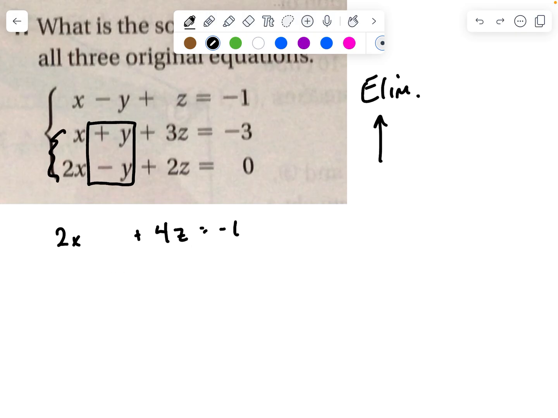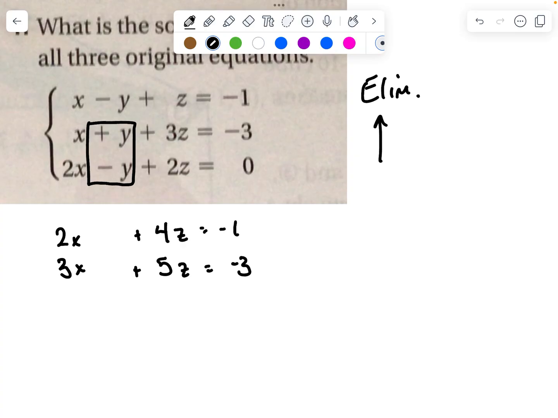Okay, so I'm looking at x and 2x. So x plus 2x is 3x. Positive y and negative y disappear, so I don't need anything. So that's gone. Positive 3z and positive 2z is positive 5z. And where are we at here? Let's grab the eraser. And now we're on the negative 3 and 0. So negative 3 plus 0 is negative 3.